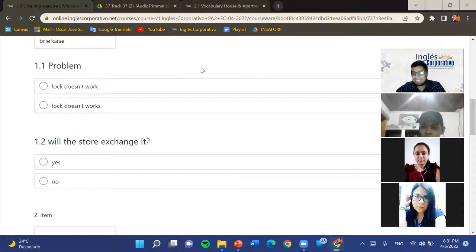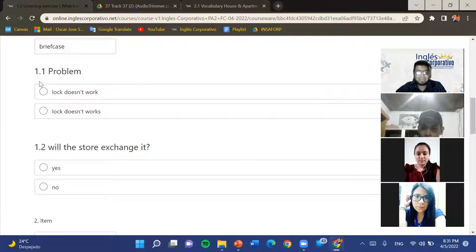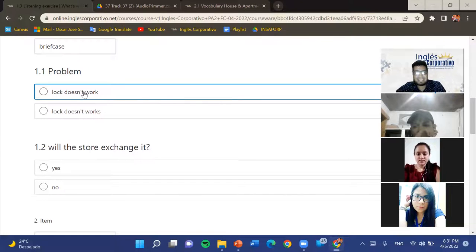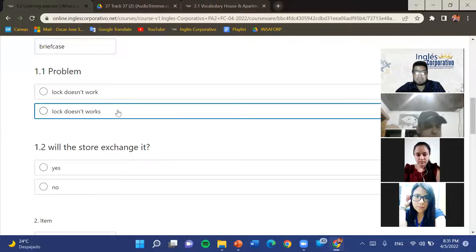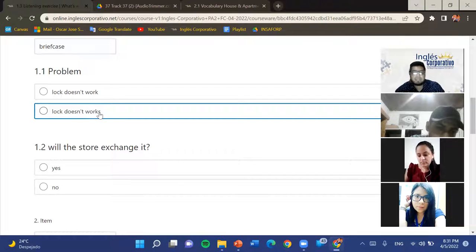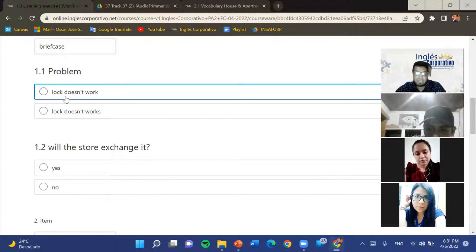Bueno. No problem at all. All right. So, démosle porque yo acabo de entrar. No hay problema. Sí, sigamos entonces trabajando con esto. So the first problem is very simple. Remember, here I just want to explain one thing. In case you don't remember, when we use the auxiliary does, there is no need for us to use an S at the end of the word or the verb in third person. So here, we're only going to stick to log doesn't work.